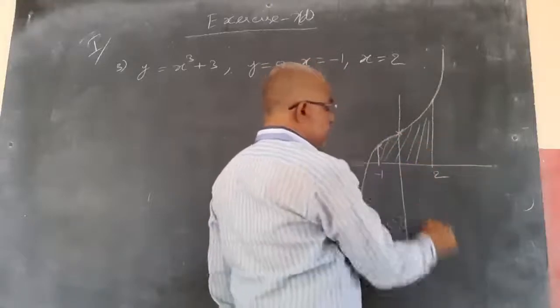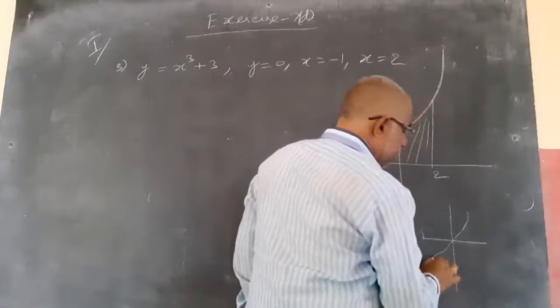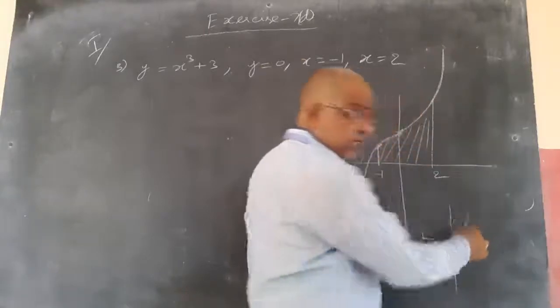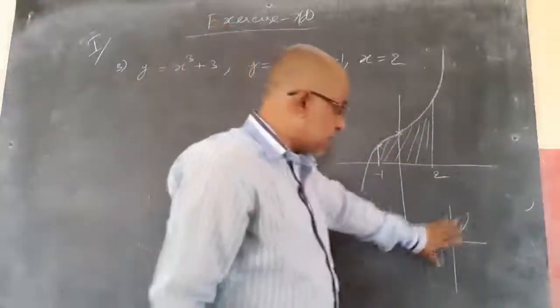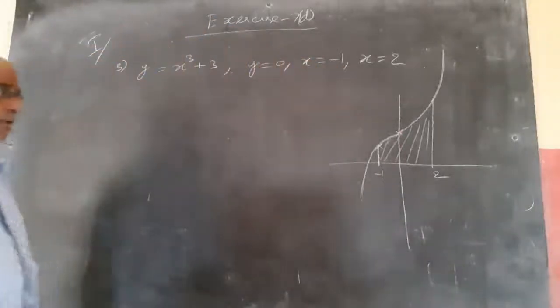Why I drew the curve is, if for example the curve is like this, then I need to split up to here and here to here. That's why I am drawing the graph. So if you know the rough sketch, you can do the sum very easily and properly.